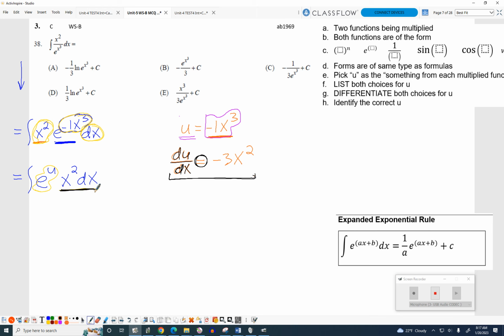There we go. Getting a few more. Let's go with Ellie. Perfect. So I multiply both sides by dx. That gives me du is the same thing as negative 3x squared multiplied by dx. 3 points for Ellie. Let's go to Ella.